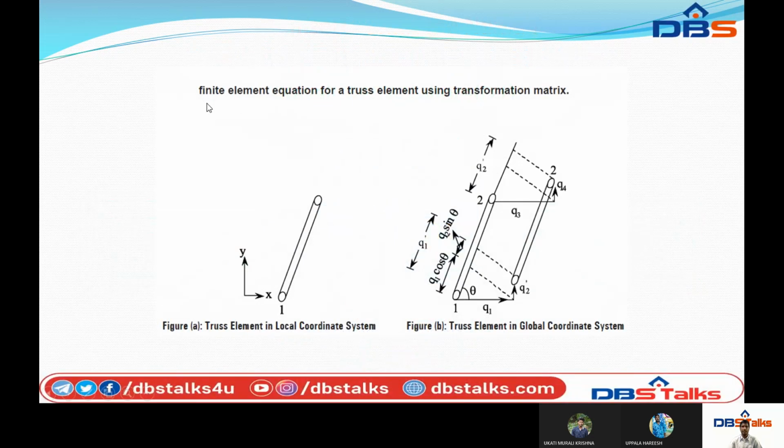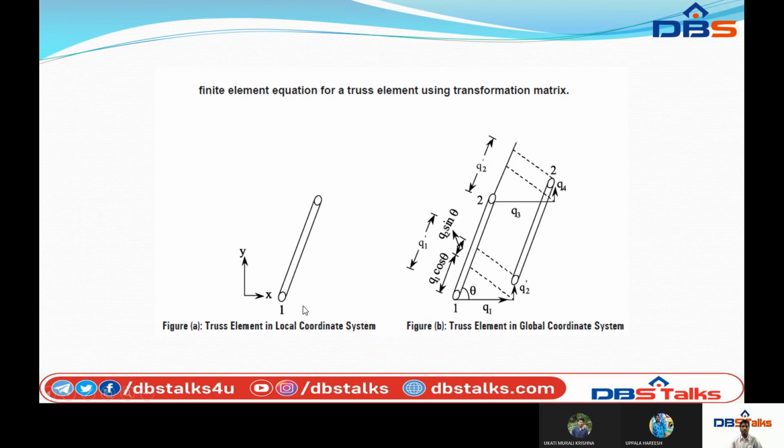First of all, the finite element equation for a truss element using transformation matrix. Students, listen. What is a transformation matrix? We will see in the next slides. In this first slide, I am showing two figures: one is the truss element in a local coordinate system, and another is the truss element in a global coordinate system. First of all, we want to know what is a truss element, what is the local coordinate system, and what is the global coordinate system.